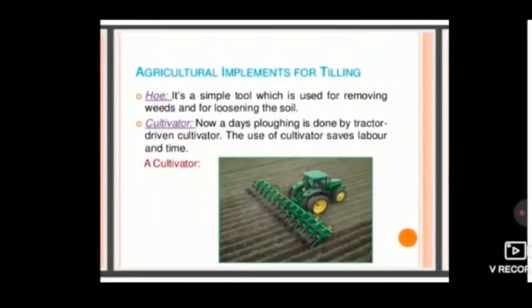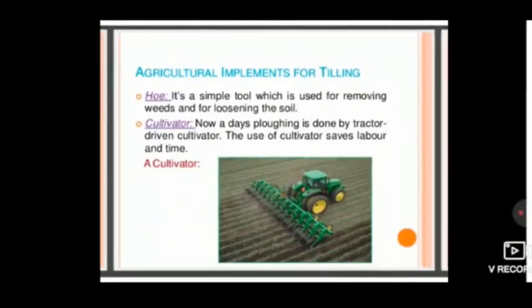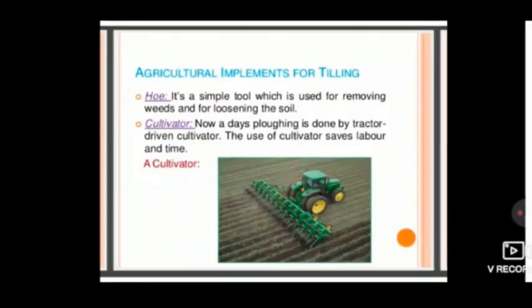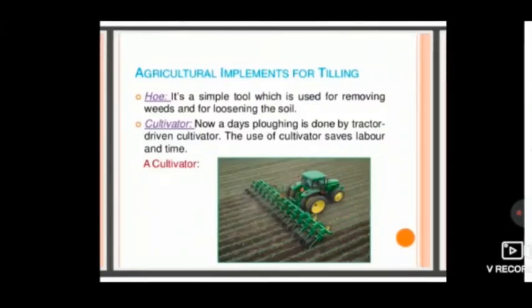The next one is the hoe. It is a simple tool which is used for removing weeds and for loosening the soil. And the next one is the cultivator. It is a big machine and it saves labor and time. Nowadays, plowing is done by a tractor-driven cultivator. The use of a cultivator saves labor and time.